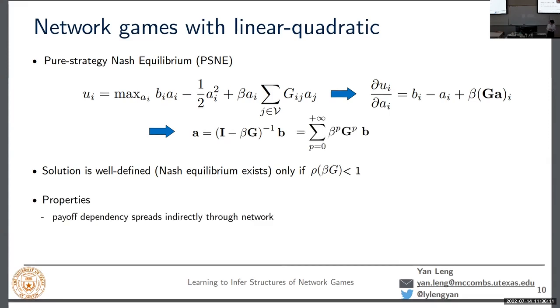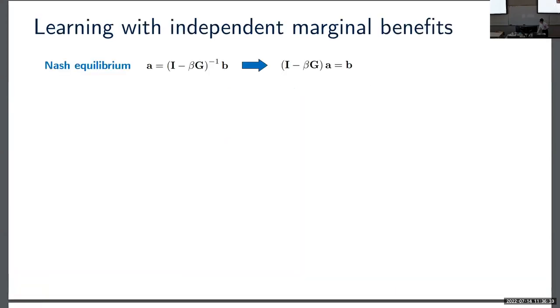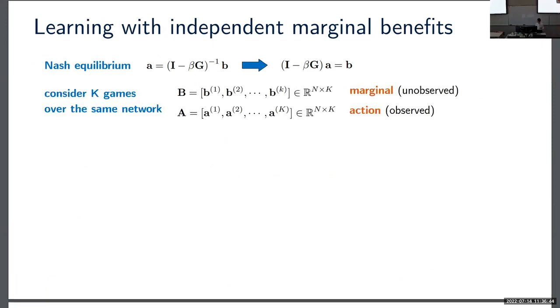We can also write down or expand the action with the geometric series. So you can see that this shows that the payoff dependency can actually indirectly spread through the network, which is in line with some of the empirical study that I motivated in the beginning. So I'll very quickly talk about the method in our previous paper in 2020, and then I'll go into the new paper. So we can rewrite the Nash equilibrium, reorganize the equation in the following way.